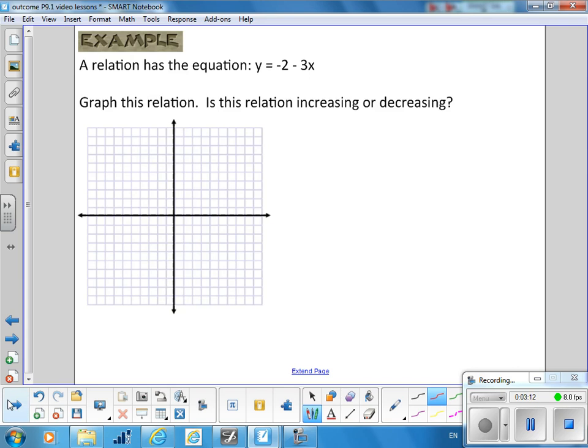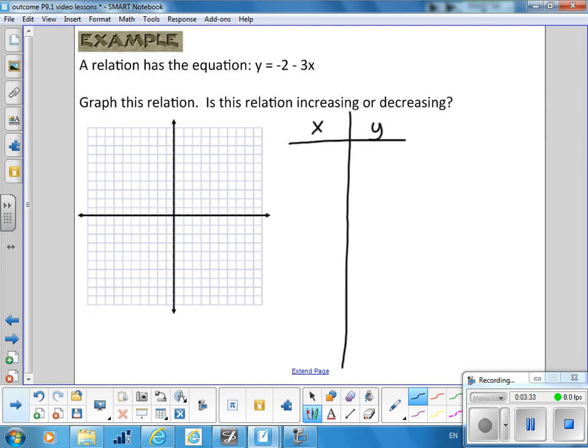A relation has the equation y equals negative 2 minus 3x. We want to graph this relation and then determine if it's increasing or decreasing. So here we have a line. There is no table of values, but we can create a table of values. So we're going to create an xy table.